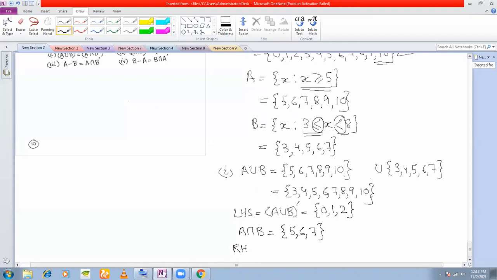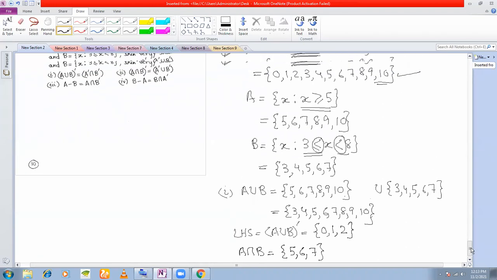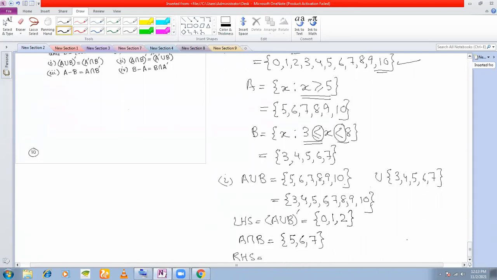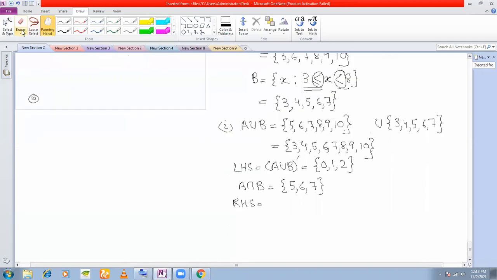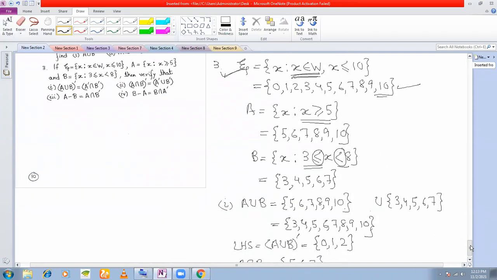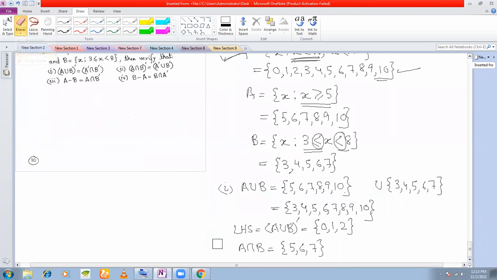Right hand side is equal to... okay, before the right hand side, we'll first find out A complement. We have to verify A union B complement equals A complement intersection B complement. No point finding A union B again. Find out A complement. A complement is all the elements in the universal set which are not there in A. So 0, 1, 2, 3, and 4.